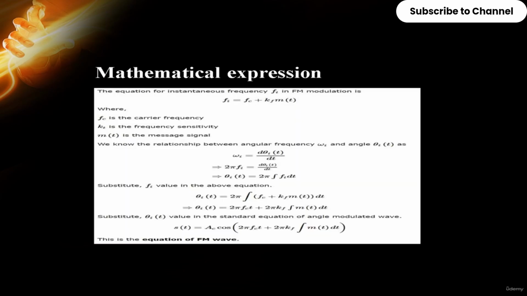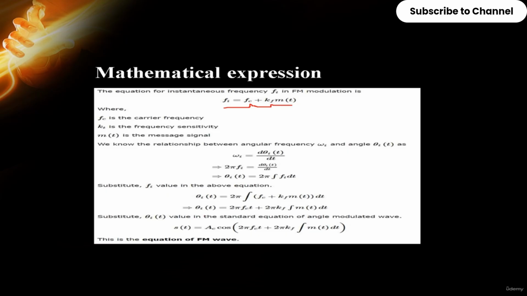If we see the mathematical expression for the frequency of the signal, it is given as f(t). f(t) is given by fc plus kf into m(t). Here fc is the carrier frequency, kf is the frequency sensitivity of the particular signal, and m(t) is the message signal.